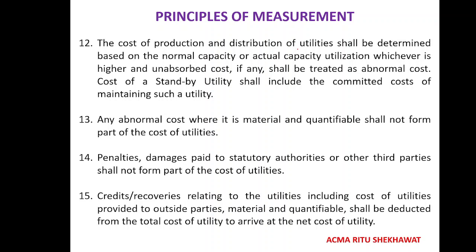Point number 12 of the cost accounting standard says on which basis cost should be absorbed, on the basis of normal capacity or actual capacity utilization, as we have already studied in cost accounting standard 2. Whichever is higher, and after that if any cost is left, we will consider it as abnormal cost, and that should be directly taken into the P&L account. And one more, cost of standby utility shall include committed cost of maintaining such utility.